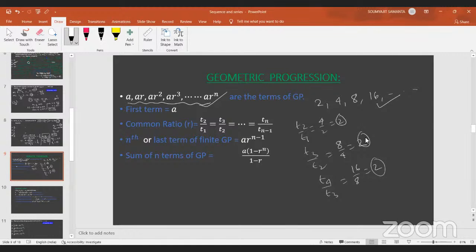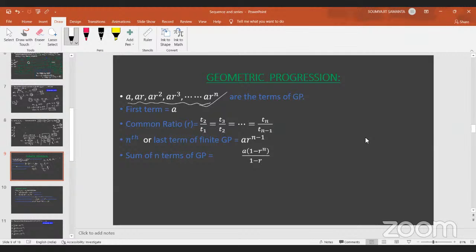Now, how can we get the nth term, or the last term, of a finite GP? The nth term is taken as the last term. So here Tn is nothing but A into R power n minus 1. Just see here: the first is given as A, and then the second is AR.